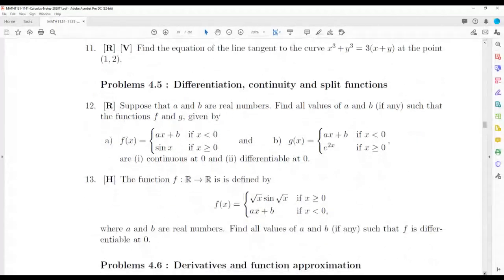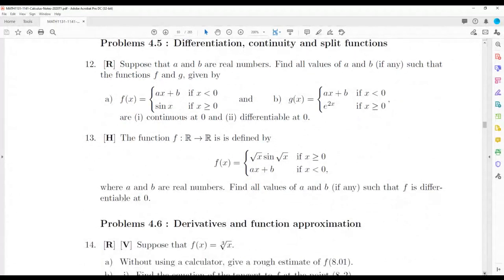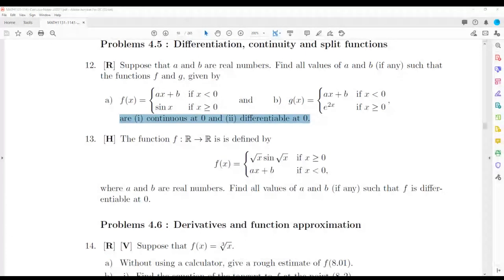Split functions. Differentiability, continuity, and split functions. This is a classic question. I'm looking at number 12 here, and the question is, here's a function. Work out the values of a and b so that this function is continuous at 0 and differentiable at 0. Okay? So that's the question.